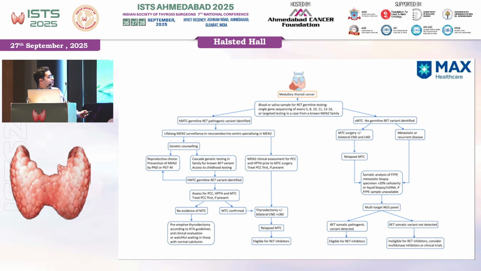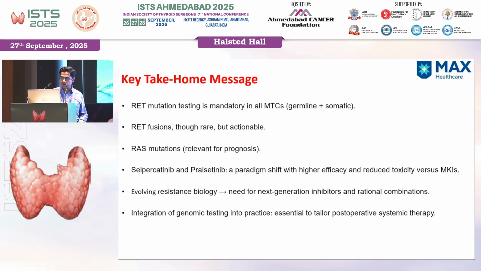Again, if there's a diagnosis of RET, then you do genetic counseling, you discuss with the patient's family, you assess for hyperparathyroidism and pheochromocytoma, you perform surgery, but if there's a relapse, then you consider them for RET inhibitors, which we just discussed. So RET mutation testing is mandatory for all medullary CA thyroid, germline or somatic. RET fusions, though rare, are also actionable. RET mutation is relevant for prognosis and also for treatment in the recurrent metastatic setting, where selpercatinib and pralsetinib come into play. And integration of genomic testing is very essential.